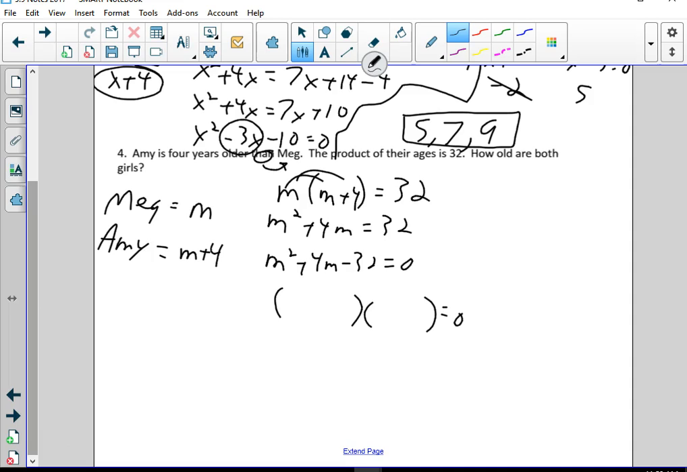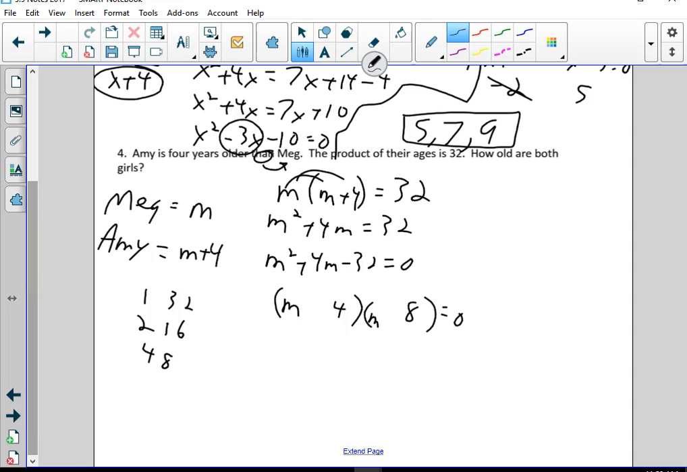So what numbers make 32? 1 and 32, 2 and 16, 4 times 8. Which one of those differs by 4? 4 and 8. Good. So we're going to put M, 4, 8.